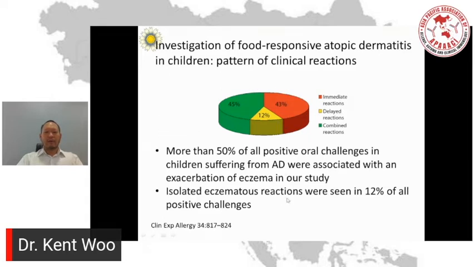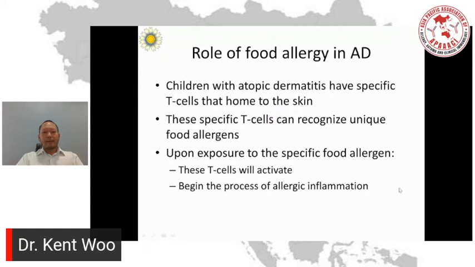immediate reactions. Now, these children with atopic dermatitis have specific T cells that home to the skin. And these T cells can recognize unique food allergens. And when you consume that food allergen, the T cells will activate and zone into the skin and cause allergic inflammation. And we see eczema flare.